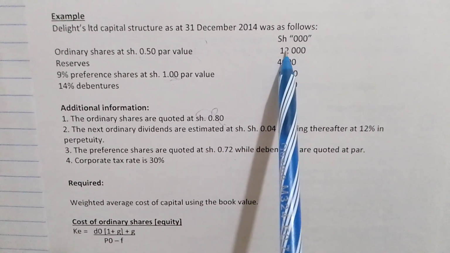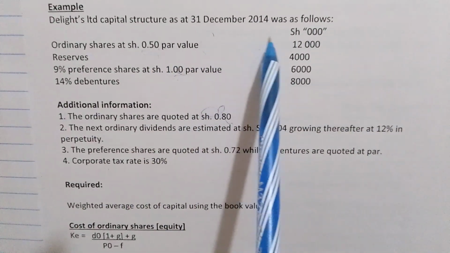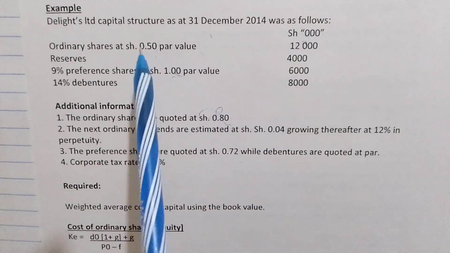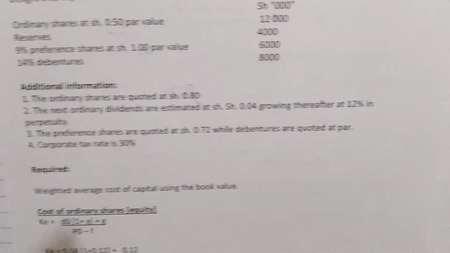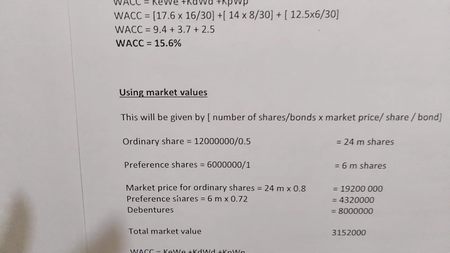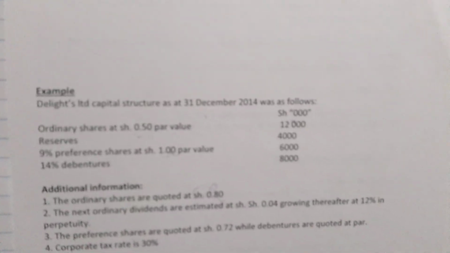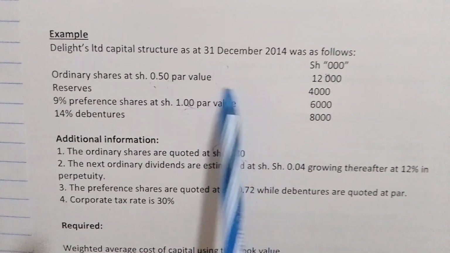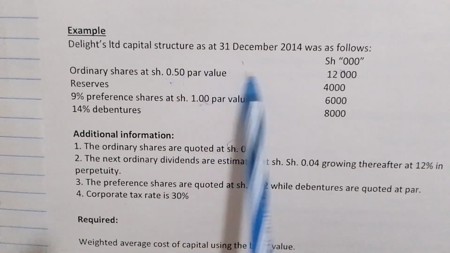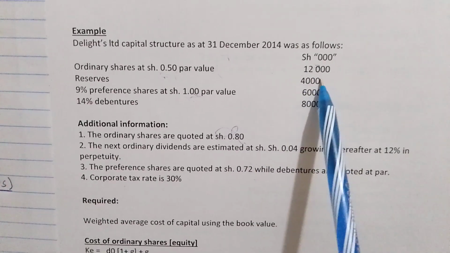How many shares are here? If we have a total of 12,000 and the par value is 0.5, how many shares are these? 12,000 divided by 0.5 should be 24,000. So we have 24,000, that means 24 million.